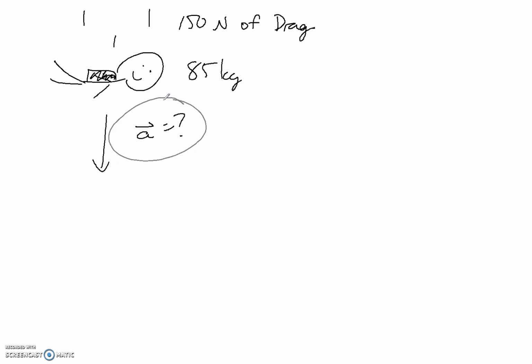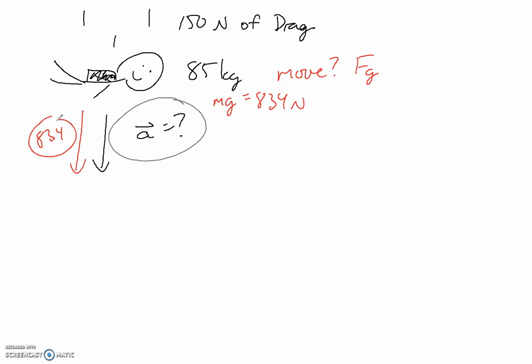But now we can incorporate drag the exact same way you guys have worked with friction. First, I'm going to look at what is trying to move him. That's the force of gravity, just his mg. I do his mg the same way you've done before; there's no difference from when you're doing basic dynamics. We've got the 85, we've got the 9.81, and we'll round off a little bit. We've got about 834 newtons trying to pull him down.